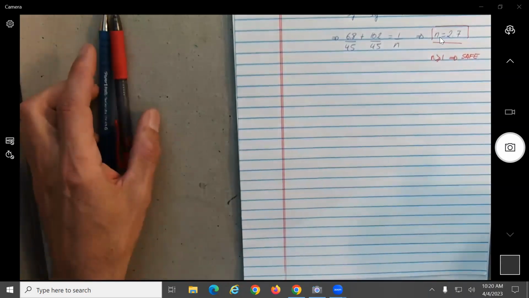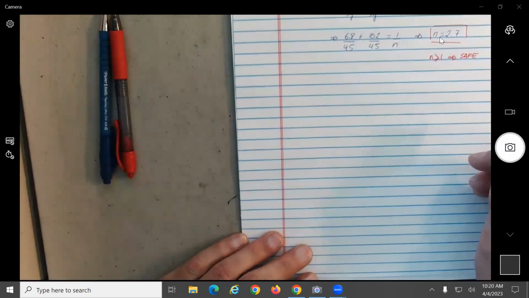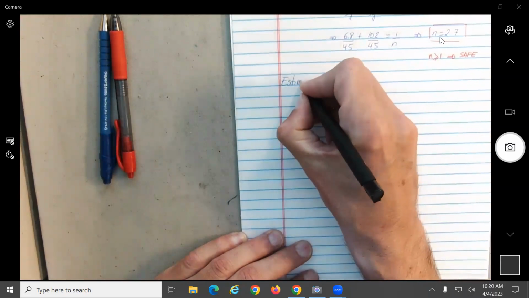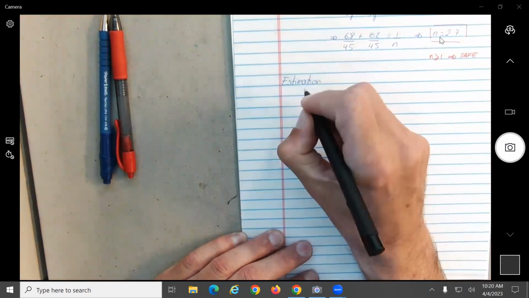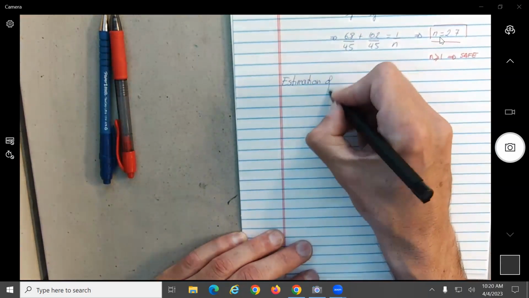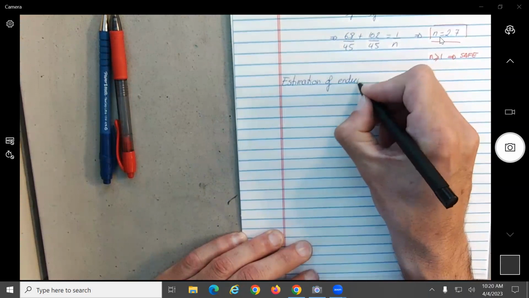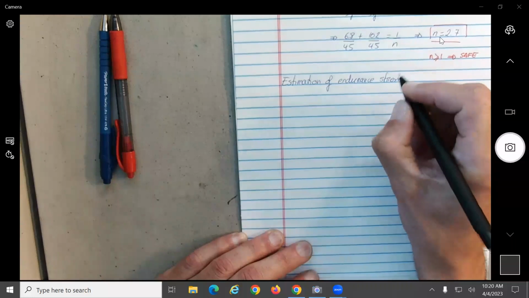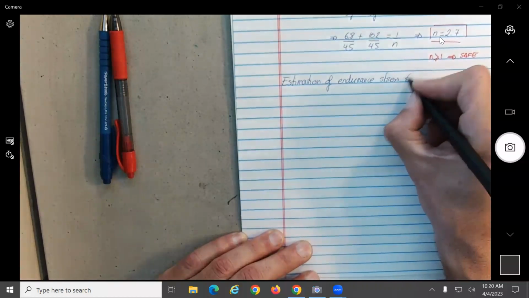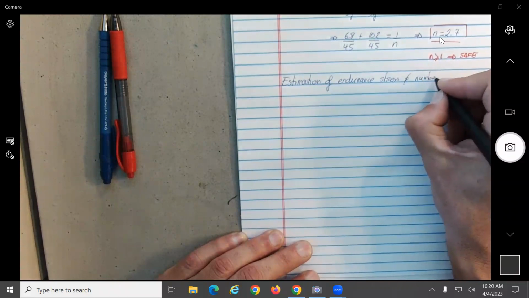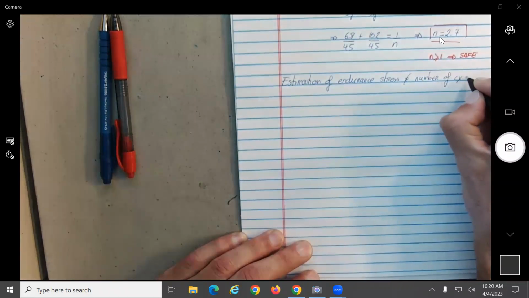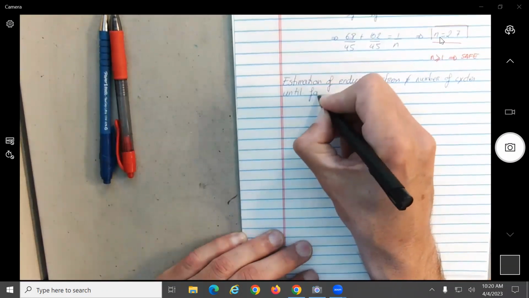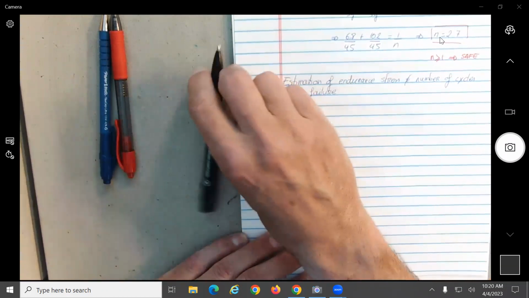Okay. All right. So the other thing we're going to do now is talk about the endurance. Let's say this is just information. So estimation: endurance stress and number of cycles until failure.